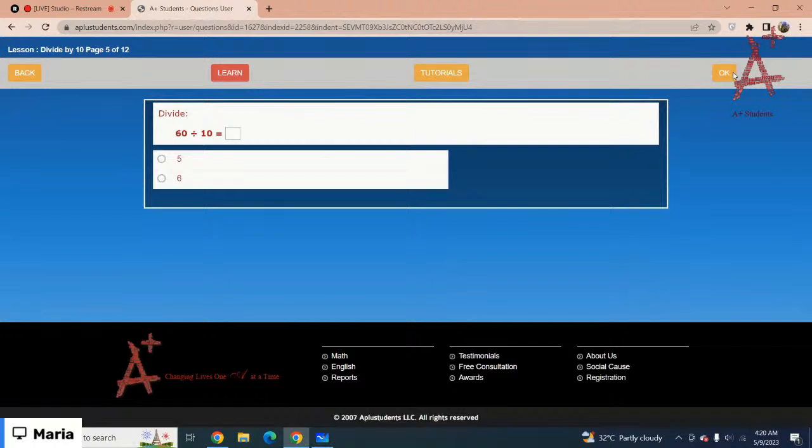Okay, the next one is 60 divided by 10. 10 times what number is 60? Or 60 divided by 10 equals? Very good. 10 times 6 is 60. So the correct option is 6.